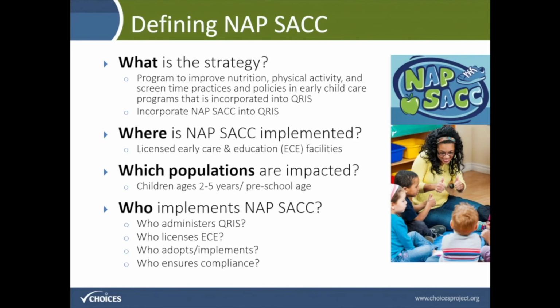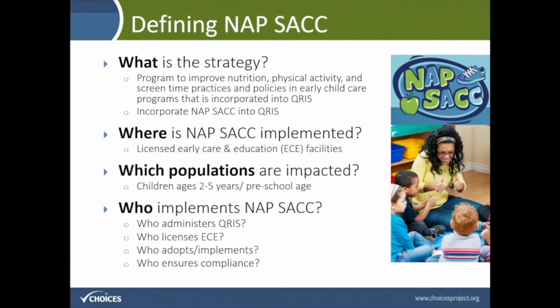First, we need to think about where NAP SACC would be implemented. We are thinking that all licensed early care and education facilities will be eligible to implement. Then we ask which populations will be impacted or will receive the benefit of NAP SACC. We assume that children aged 2 to 5 that attend licensed early care and education facilities that implement NAP SACC will benefit. And then we have to think about who would be involved to carry out this strategy.